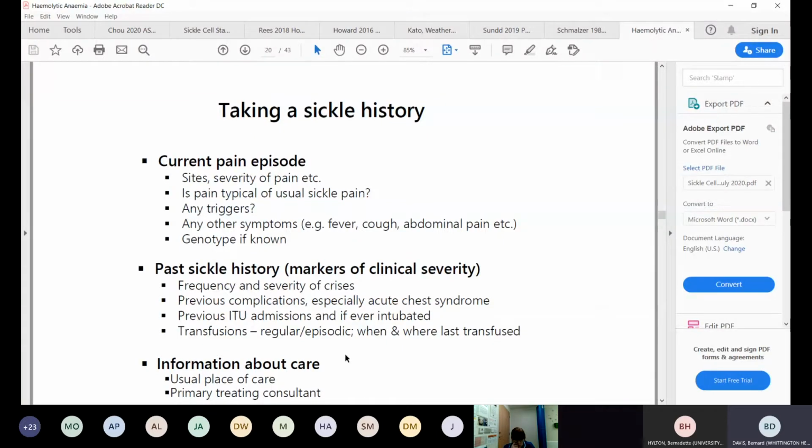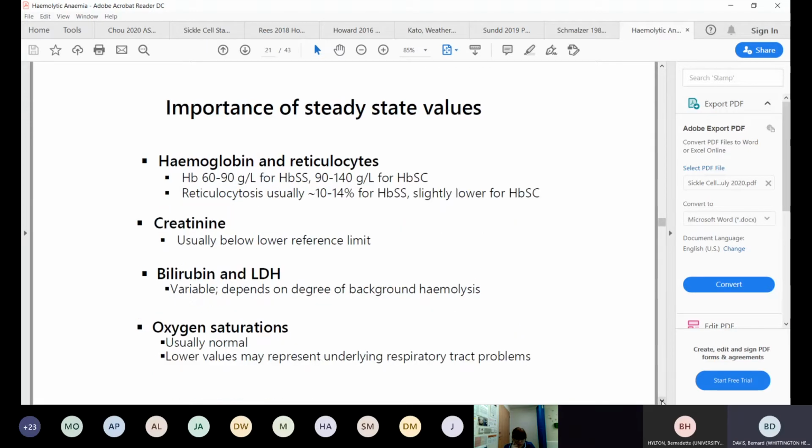Some patients that you look after may not be your own patients. They'll be patients that are treated elsewhere. And it's important when you come across these patients to find out where their base hospital is and who the primary consultant is. This is really very important because if you don't contact the usual place of care, you miss a lot of information. So it's really very important to always contact the primary center where they're treated. Very important, especially when the patient is acutely ill.